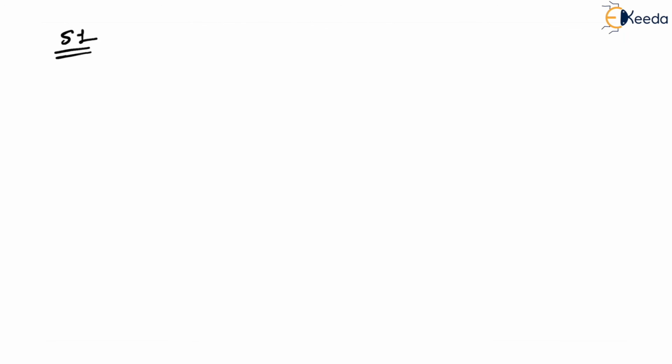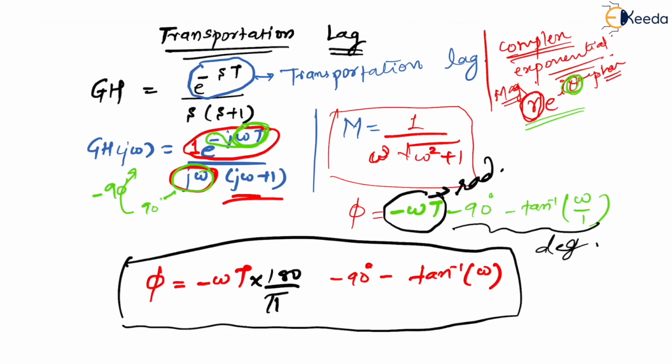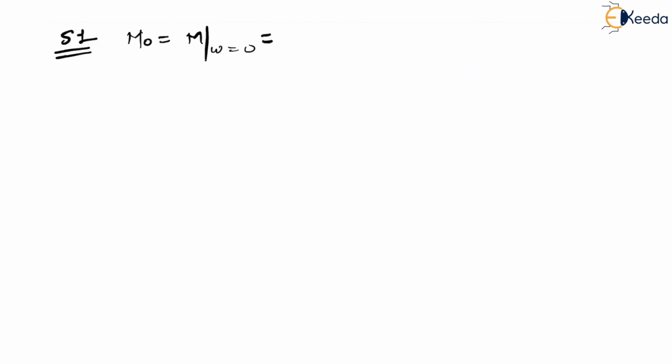Now let us apply our 4-step method, right? Step 1 is what? To find m0, which is nothing but magnitude at omega equal to 0. How do you find that? If you put omega equal to 0 in this expression, you get 1 by 0 into under root of 0 plus 1, which is nothing but 1 by 0, which is equal to infinity.